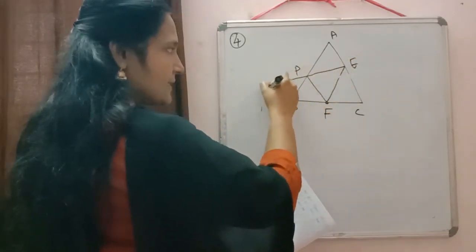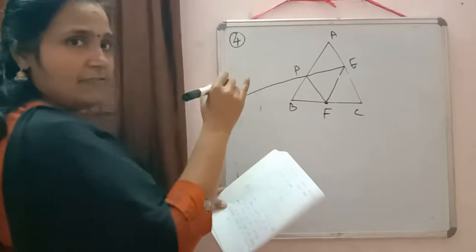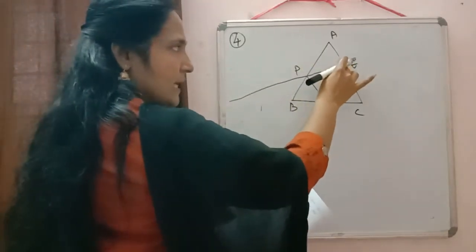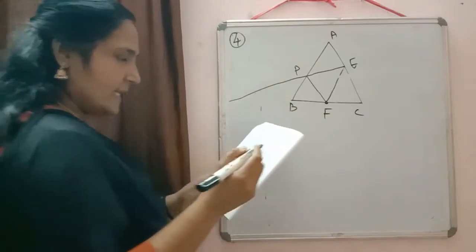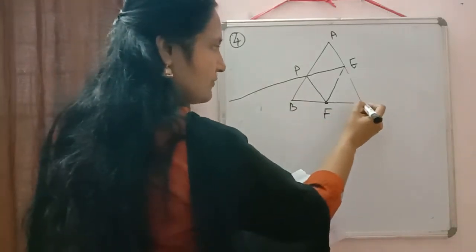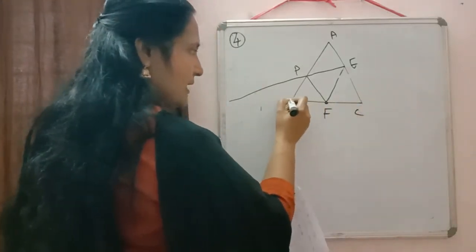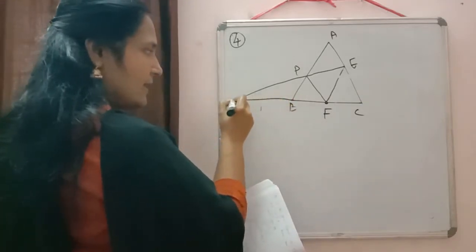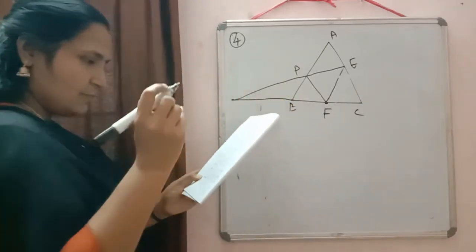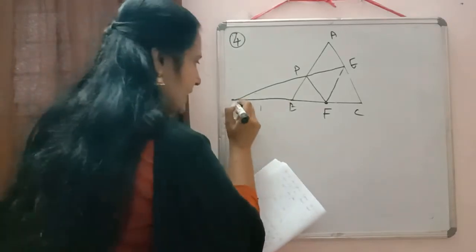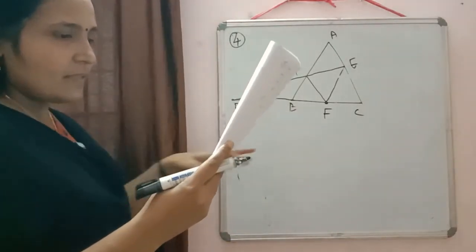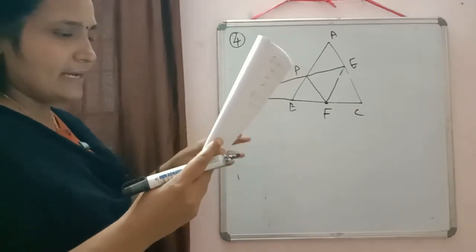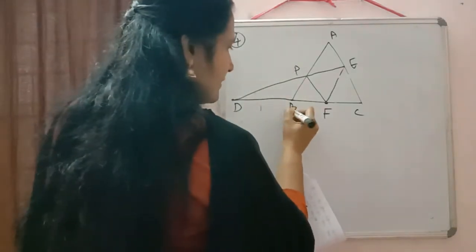EP is extended. If EP is written, it means you have to start from E and then extend this side, and CB also you have to extend. So we start with C, then CB. When extended, they are meeting at which point? They are meeting at D. So in this way we will draw the diagram. When produced, they meet at D. Prove that.